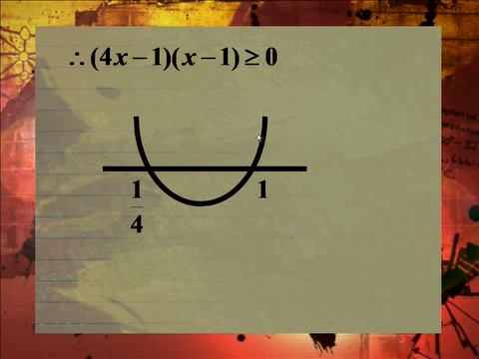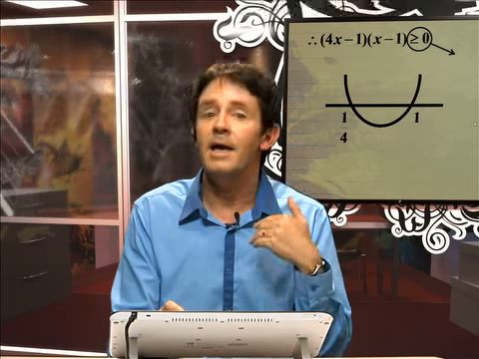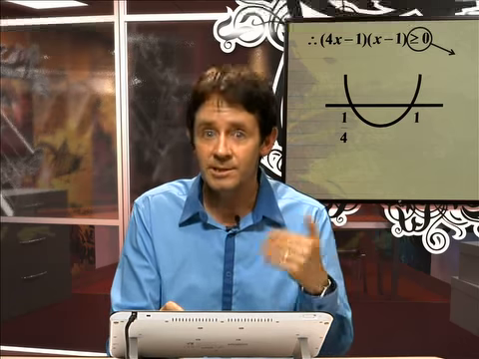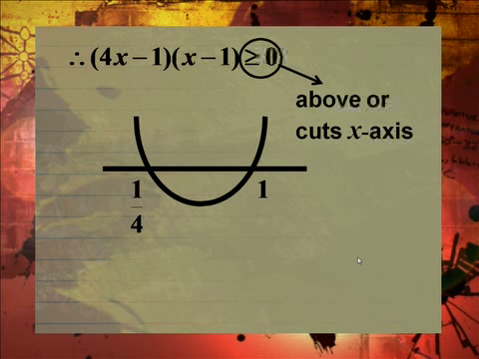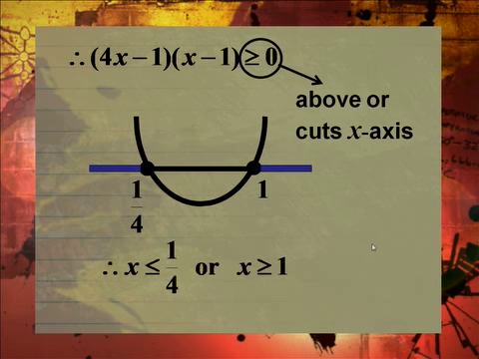So it's happy. There's a quarter, there's a 1. Now what does this mean? Greater than means above, and the equals says cutting. So above the x-axis or cutting. Let's represent this. We're going to definitely cut, so we can include the values in our answers. And if we're above, we're going to the right and to the left.